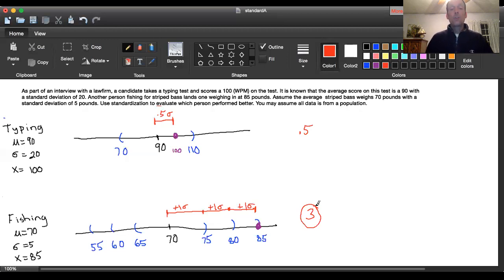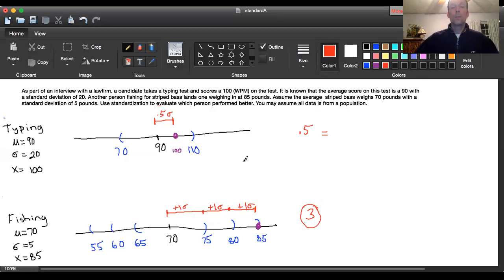Now, in case you're wondering, how do I quantify this? Because I don't want to have to draw a numerical scale on a number line each time I have a standardization exercise. How can I get a formula out of this? Let's go ahead and talk about formulas. We'll go back to the typing score of 0.5. And how do we actually get that number with a formula?